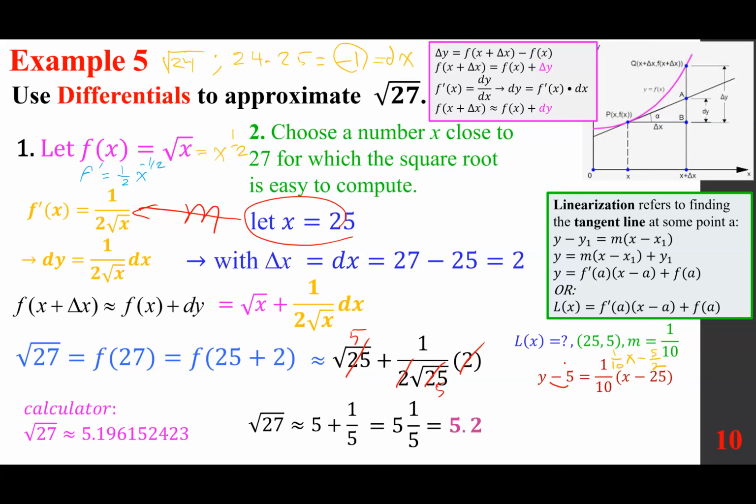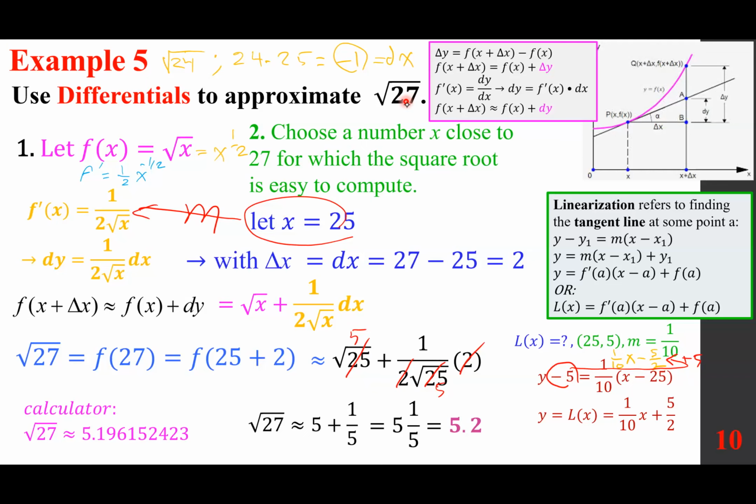I'm going to add the 5 with 5 halves, negative 5 halves with me. So negative 5 halves and positive 5 gives us positive 5 halves. This is the linearization. This is the equation of a tangent line. And I now want L of number 27.